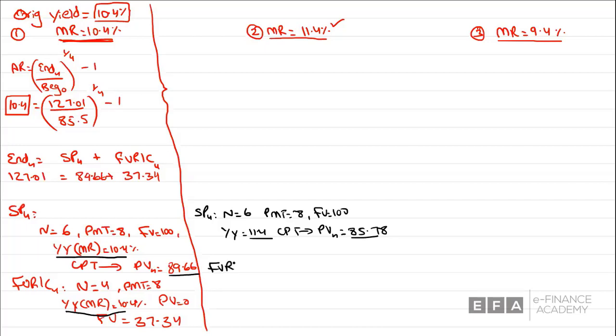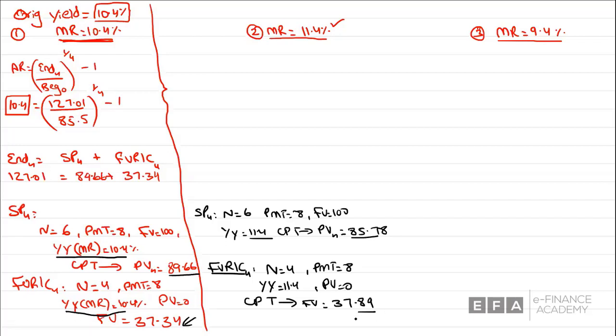As for future value of reinvested coupons, since you're reinvesting at a higher rate, the future value should be higher. That's what you would be expecting. N is 4, payment is 8. The interest rate is 11.4 since you're reinvesting at a higher rate. When we compute the future value, it is 37.89. Notice one thing. The future value of reinvested coupon was 37.34. Now it's 37.89.